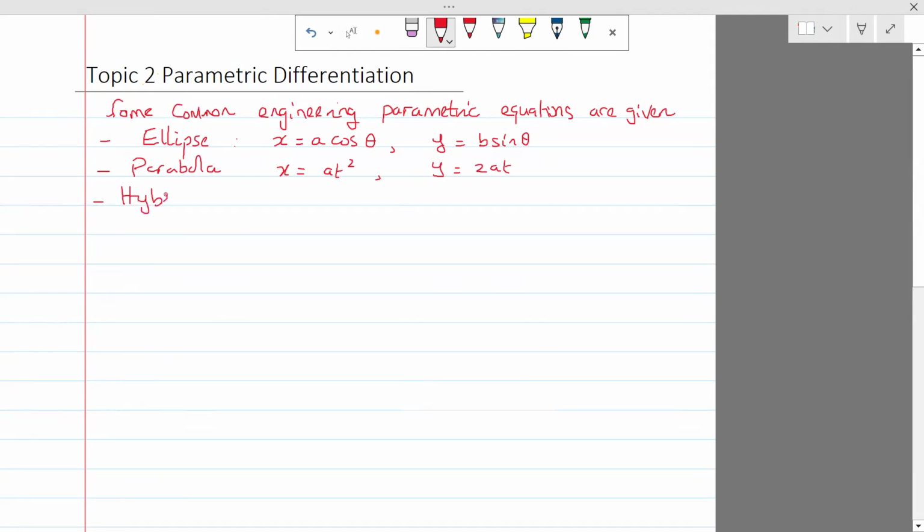You can also have the hyperbola, where x equals a sec theta and y equals b tan theta. For a rectangular hyperbola, x equals ct and y equals c over t. We will use all these in our topic. Then you will have better understanding.